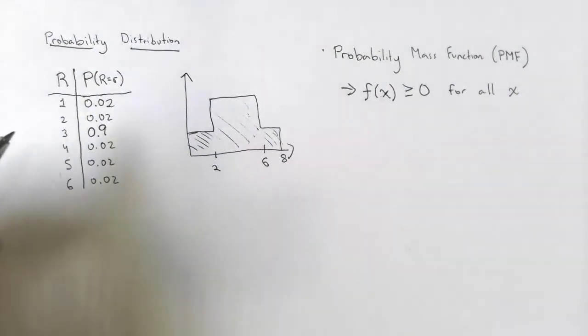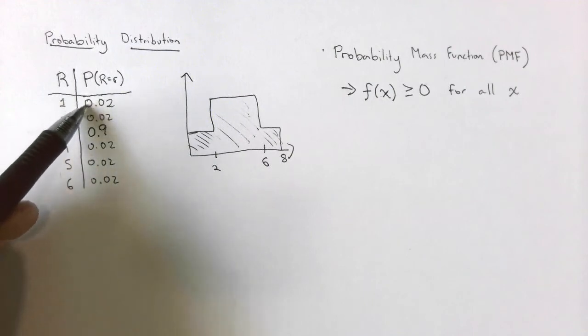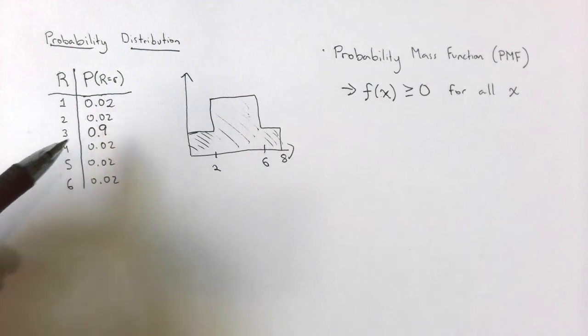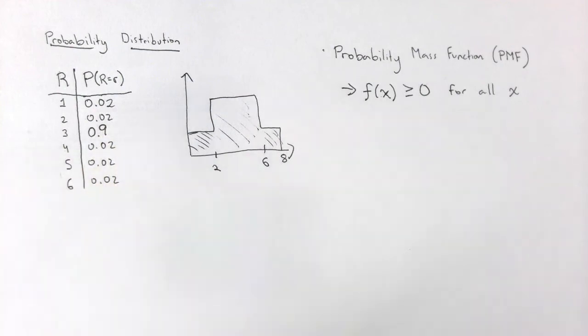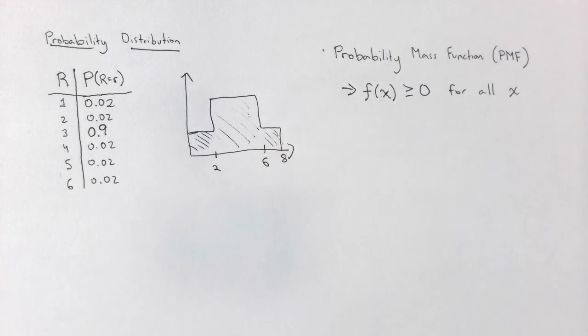So in this case, it's kind of hard to turn this into a function. This would actually be a little bracketed function where for x equals 1 and 2, the probability mass function is 0.02. For x equals 3, it's 0.9. For x equals 4 to 6, it's 0.02. Now you may say, wait a minute, that's even harder. That's just more work. Why not just write a table? And you're right. But you'll see that when it comes to continuous distributions, it may actually be easier to write everything in terms of equations and functions. So let's keep that in mind.